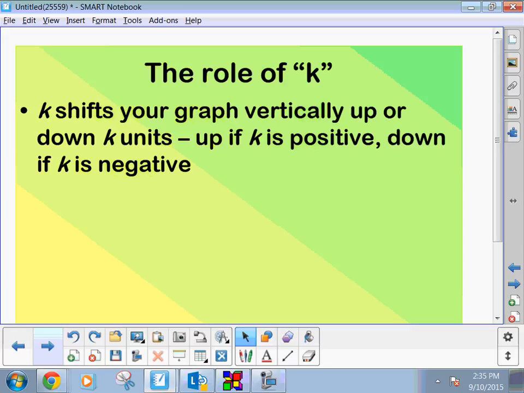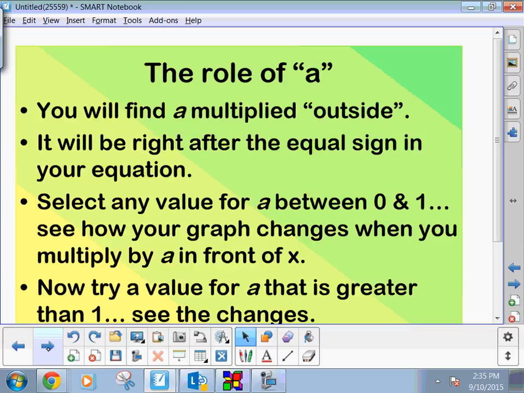Lovely. Now let's talk about the next value that's most common, the a value. The location of a, you'll find a multiplying the outside. It's normally right after the equal sign in your equation, so that's how you find it. Just write the top two bullets. Don't write the select part because we're going to practice those in a minute.